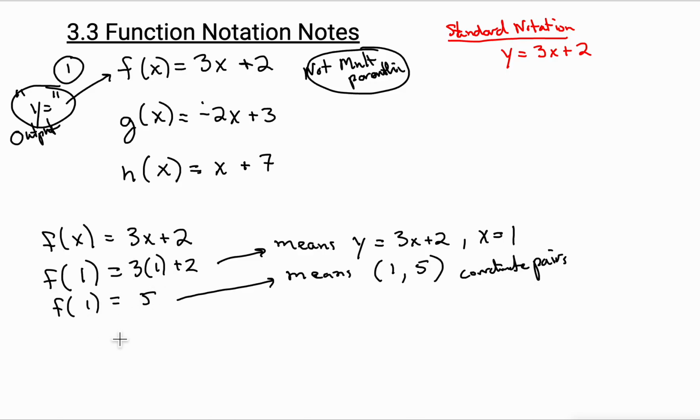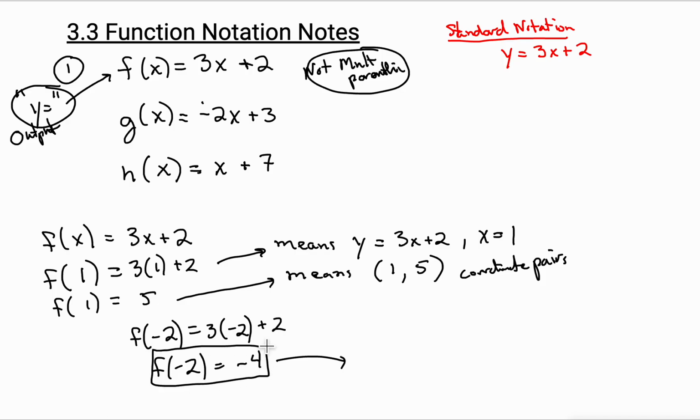Now, if we used a different number for x, say we wanted to substitute negative 2 in for x, we're going to substitute that -2 in the same place as x. So 3 times -2 plus 2. So f of -2 equals -6 plus 2 is -4. So here's our answer. And what that means is our coordinate pair -2, -4. It's just a function notation way of writing that same thing.